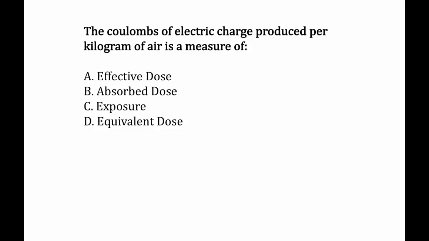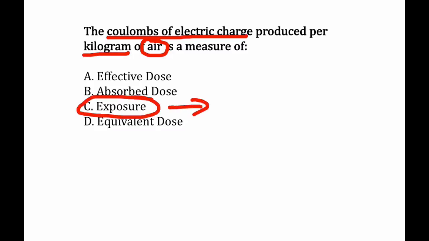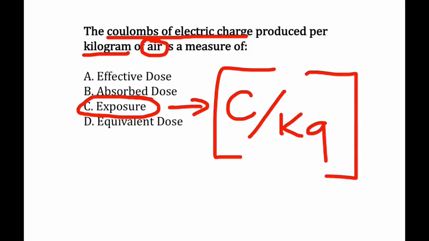There's a few key words here. Number one, we're talking about the coulombs of electric charge per kilogram of air. So immediately when we see the word air, we know we're probably talking about exposure or air Kerma, or one of our measurements that relates to the quantification of radiation in air. And as it turns out, exposure is the answer, and that's because exposure is actually equal to the coulombs of charge per kilogram in air. This is actually our definition of exposure.